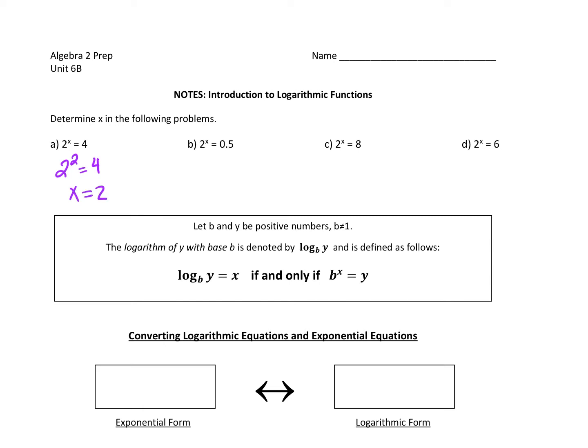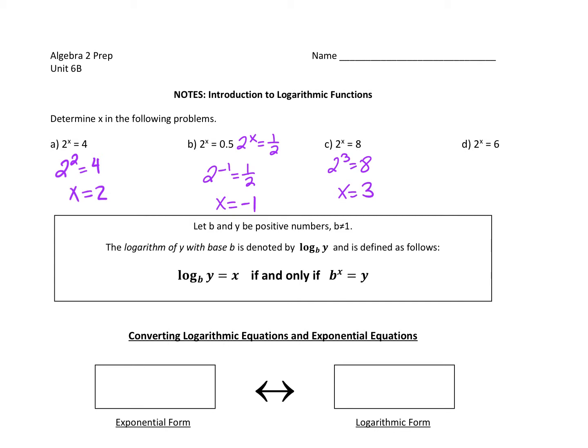Similar with B, 2 to the what power would equal 0.5? Well, I would rather write this as 1/2. And so I know that 2 to the negative 1 power would equal 1/2, so x would equal -1. For 2 to the x would equal 8, well, 2 to the third power would equal 8, so x would equal 3.